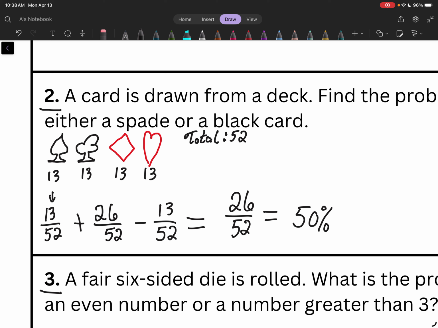Okay, in this problem, including a spade did not matter because it would already be a black card. So there would be no difference than me asking you, a card is drawn from the deck, what is the probability of it being a black card? So it didn't change anything, but that will not always be the case. Let's look at number 3.